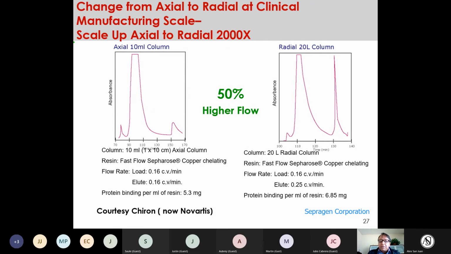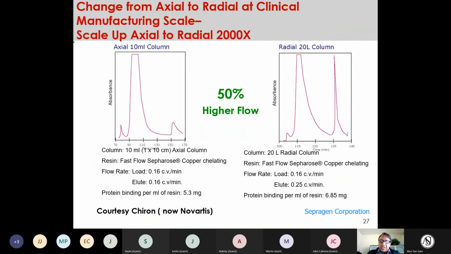So we, of course, sat down with the CMC folks and said, let's see what's in the application. What we determined was that in the CMC application, they had not written down whether it was a radial or axial column. They had simply written down the resin. They had not written down the flow rate, except that 100 centimeters per hour was the load flow rate, which turned out to be 0.16 bed volume per minute. But they had said nothing about the equilibration flow rate or the wash flow rate or the elution flow rate or the regen or anything else. So that was our answer.